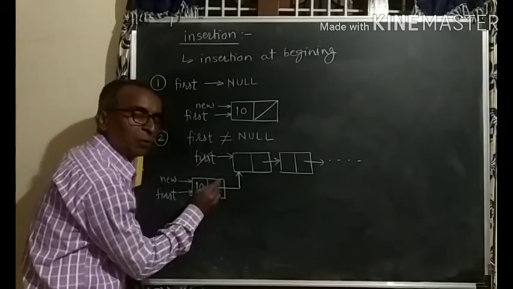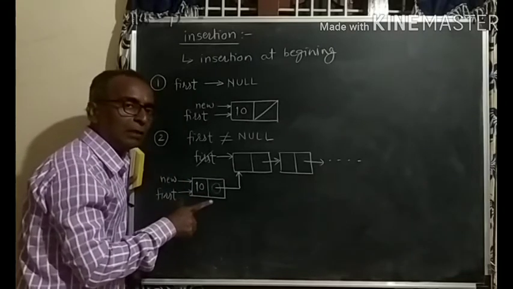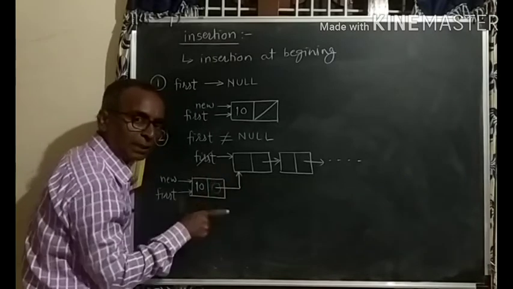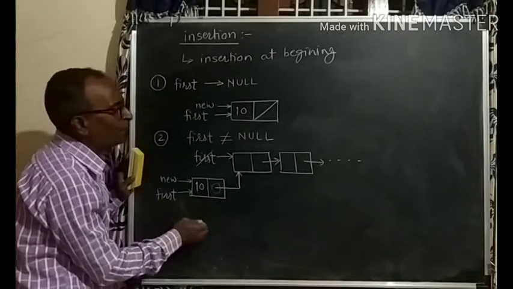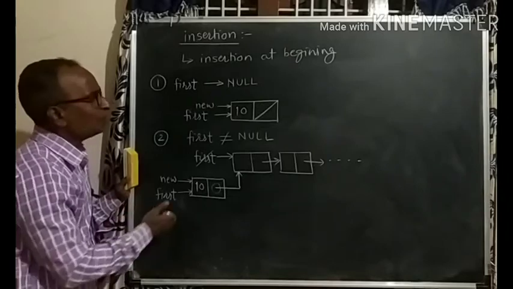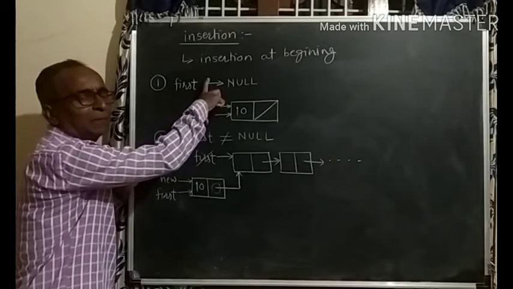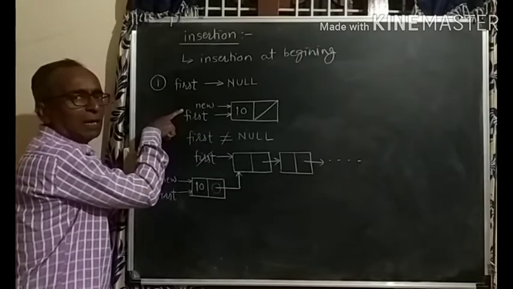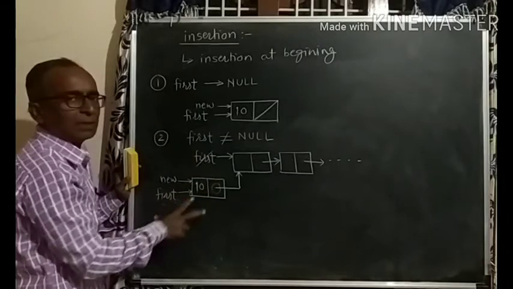One is this: whenever you are inserting any node into a singly linked list, always first set link field of new. This is the pointer you are setting first. Then you change first so that it will point to the first node. So this will be the typical scenario in insertion at beginning. So how can we write this? This will be a special case. If linked list is empty, this will happen. If linked list is not empty, then you have to adjust this way.